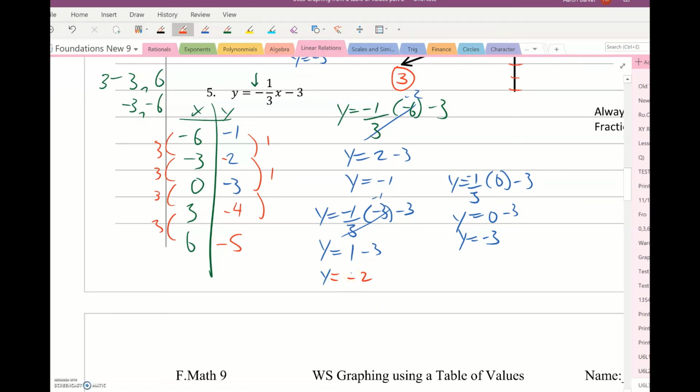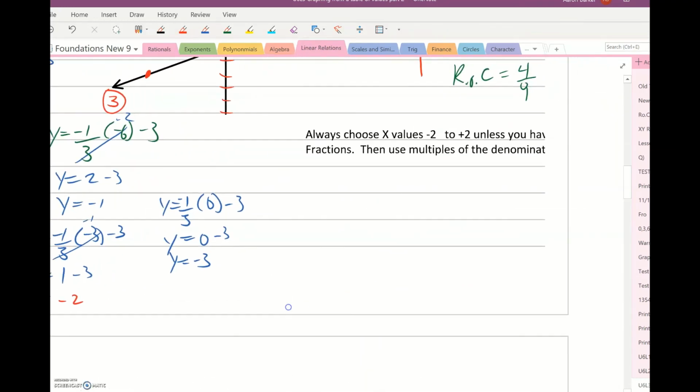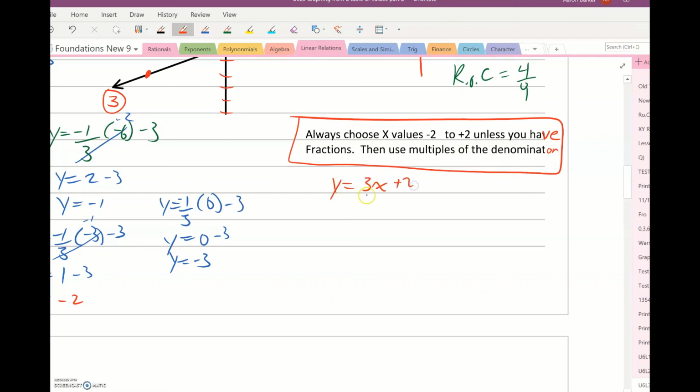Can you plot those points and graph them? Absolutely. So always choose x values. Here's our takeaway. Always choose x values -2 to +2 unless you have fractions. If you have fractions, then use multiples of the denominator. And we're talking about our rate of change. So y equals 3x plus 2. This is an integer. And so you will use the -2 to +2.